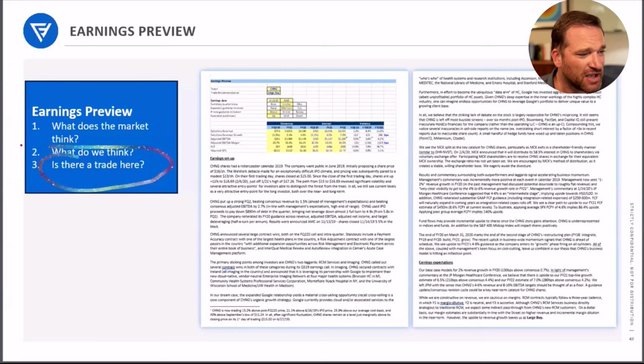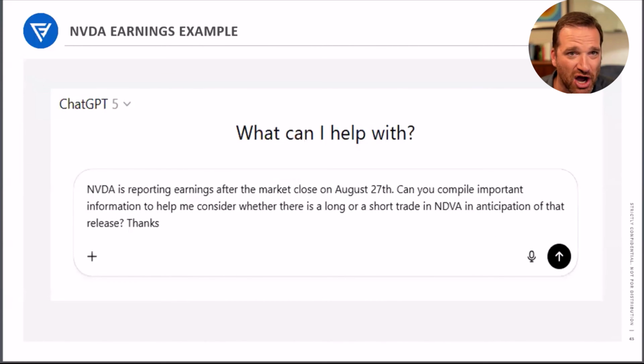That deviation, that forking of expectations, tends to be one of the most powerful catalyst signals ahead of an earnings print. So I wanted to see if I just put a stock into ChatGPT, not pro, not thinking, not deep research, could I answer a simple question like, hey, NVIDIA is reporting earnings after the market closes on August 27th. Can you compile important information to help me consider whether there's a long or short trade in NVIDIA in anticipation of that release?